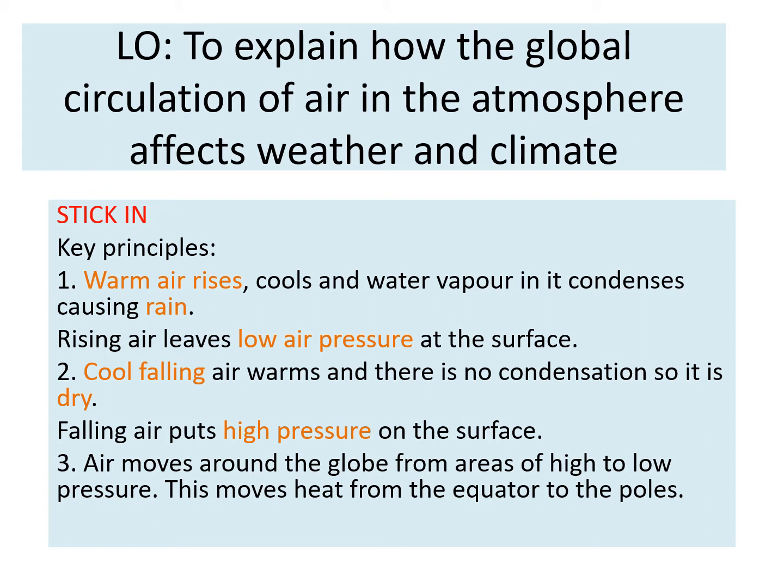The third principle is that air moves around the globe from areas of high pressure where the air is falling to low pressure where the air is rising, and this actually moves heat from the equator to the poles.